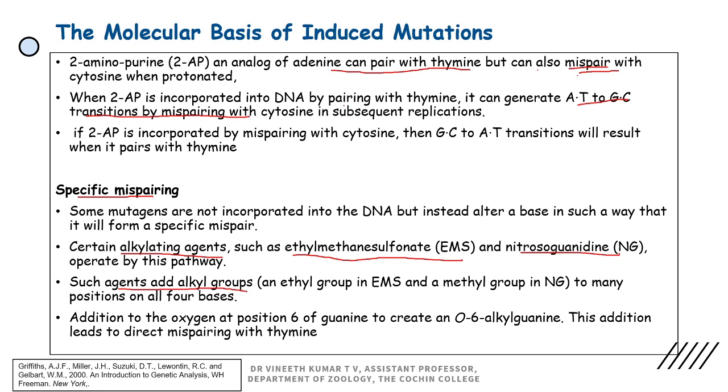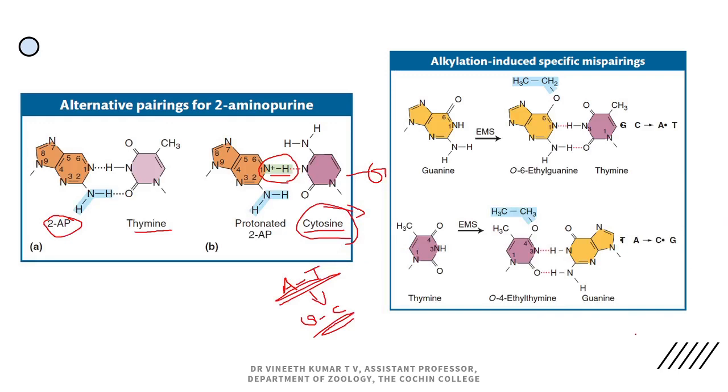alkyl groups. They can add alkyl groups to any of the four bases, and an example is that when an alkyl group is added to the oxygen at the sixth position of guanine, it creates something called O6 alkyl guanine, and this addition leads to direct mispairing with thymine. So that is also shown here. So here you can see what happens. This is a normal guanine, and because of this alkylating agent, when it acts, you can see the incorporation of alkyl groups to the sixth position oxygen.